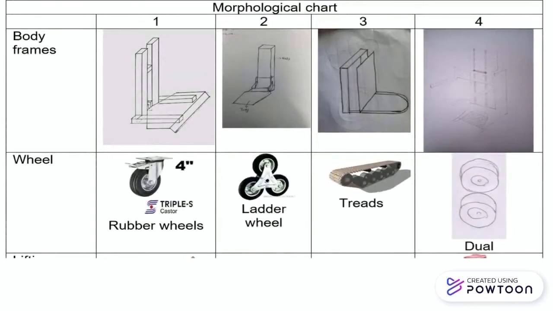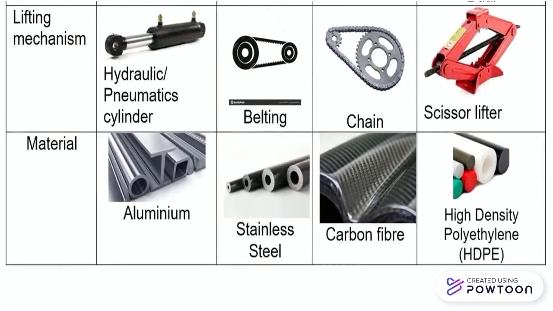Morphological chart. First, body frame. We have 4 designs of frame sketched by our team member. Second, wheel. We have 4 types of wheel: rubber wheels, leather wheel, threads and duals. Lifting mechanism: hydraulic or pneumatic cylinder, belting, chain and scissor lifter.